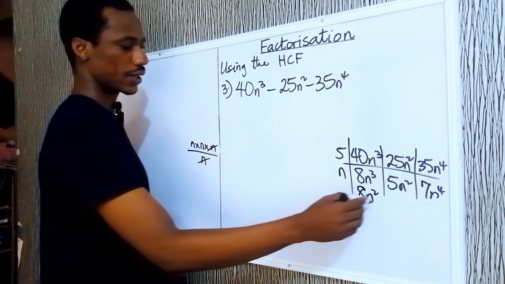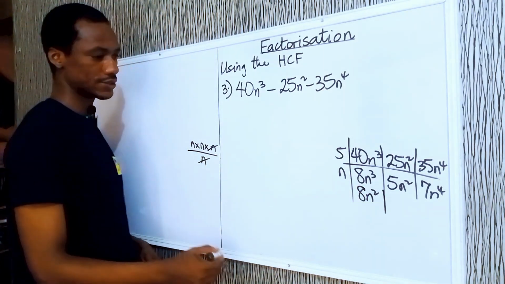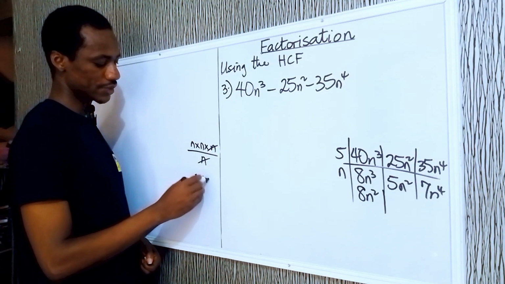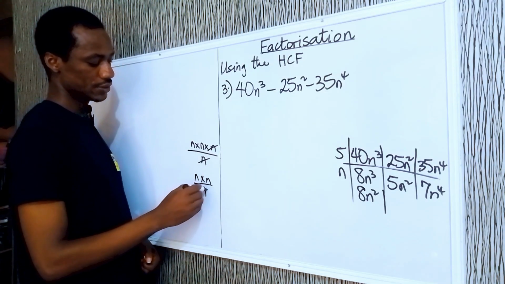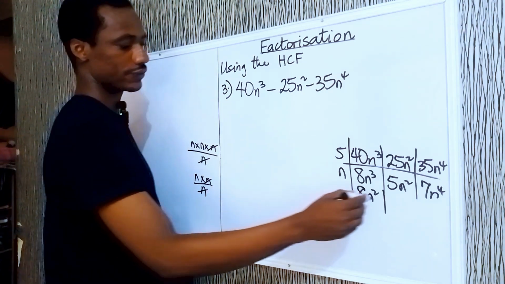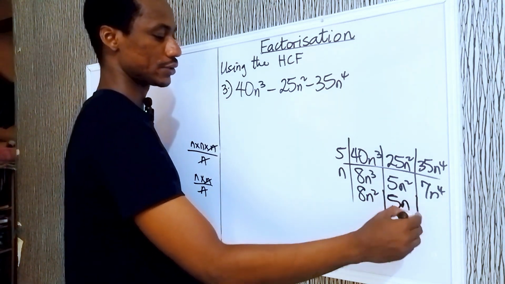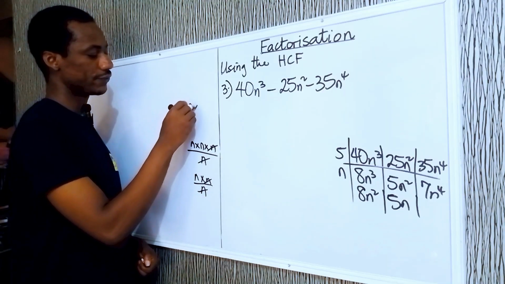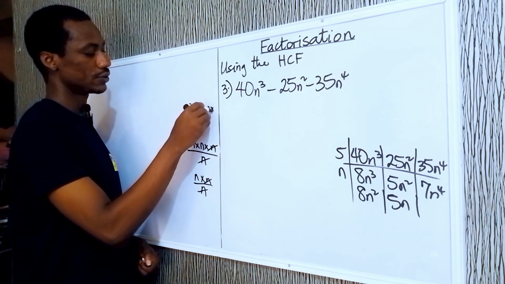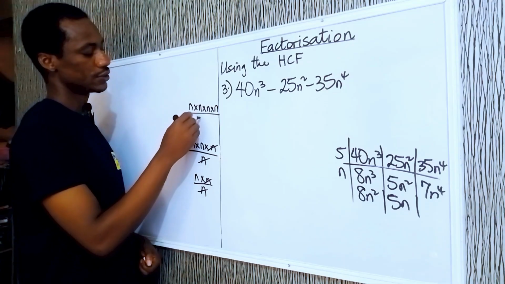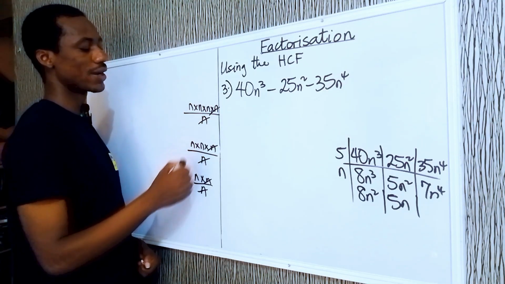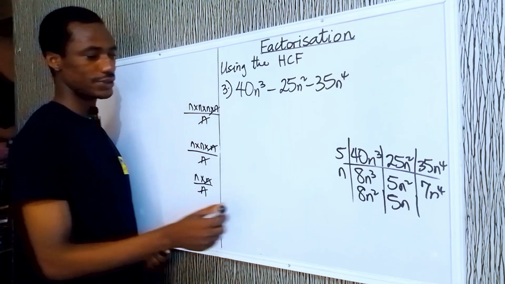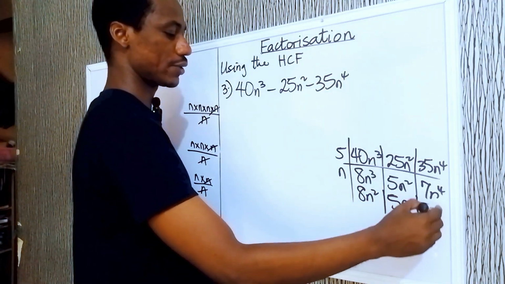Okay? All right. So the same thing applies to n squared. If we divide n times n by n, we have 1n left. So this will be 5n. And the last one, you have n raised to power 4, n in 4 places. All right, divide by 1n. So you only take 1 out of the 4 places. So you have n in 3 places, right? So that will be 7n raised to power 3.